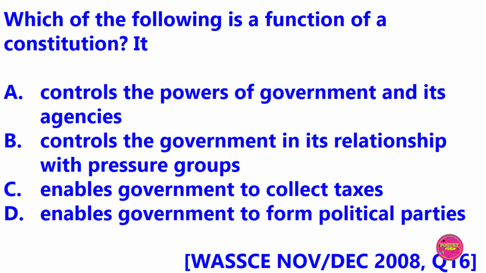Which of the following is a function of a constitution? It A. Controls the powers of government and its agencies. B. Controls the government and its relationship with pressure groups. C. Enables government to collect taxes. D. Enables government to form political parties. The correct answer to this question is A. Controls the powers of government and its agencies.